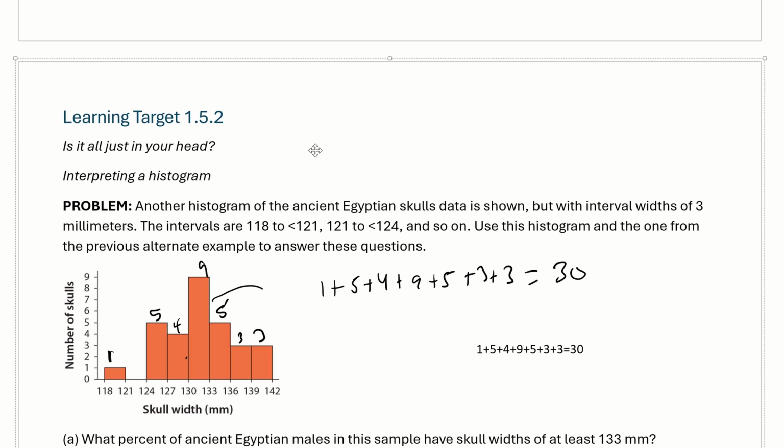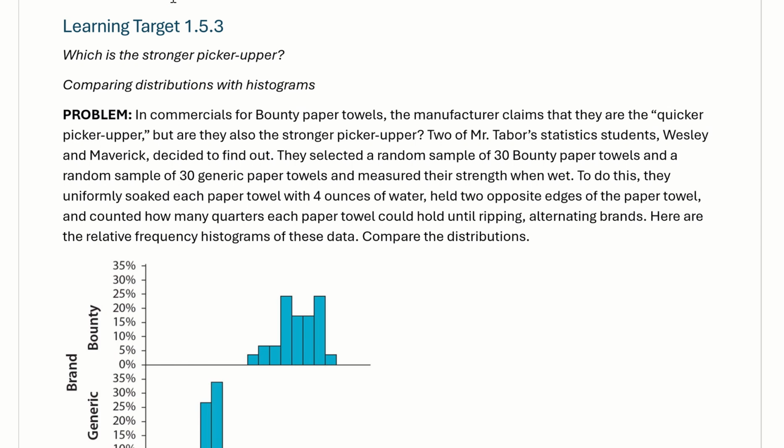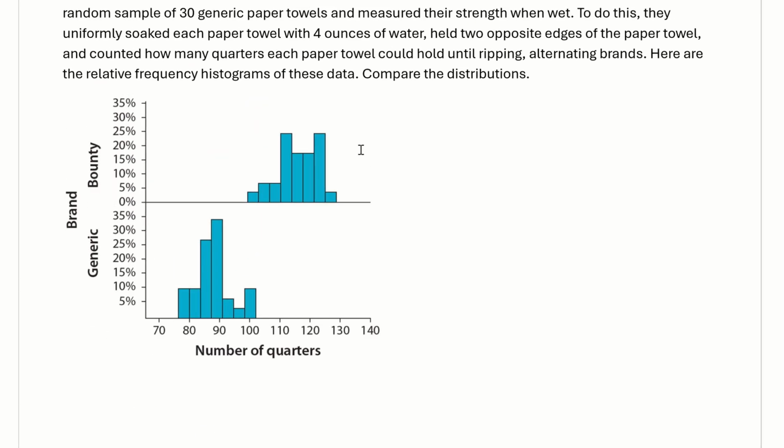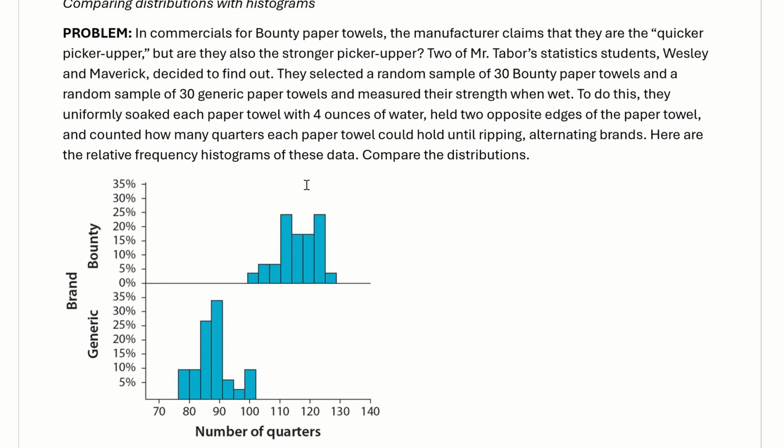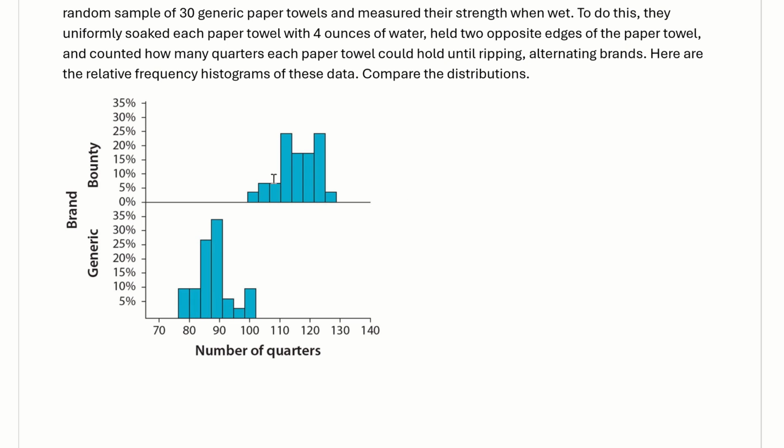Okay, so that takes care of describing histograms. Now let's look at comparing histograms. So we're going to compare these two histograms. In commercials for Bounty paper towels, the manufacturer claims that they are the quicker picker-upper. But are they also the stronger picker-upper? So we look at a random sample of 30 Bounty paper towels and a random sample of 30 generic ones. We soak them in 4 ounces of water and then count how many quarters each paper towel could hold until ripping, alternating brands. So we collected the data on that. How many quarters can they hold?